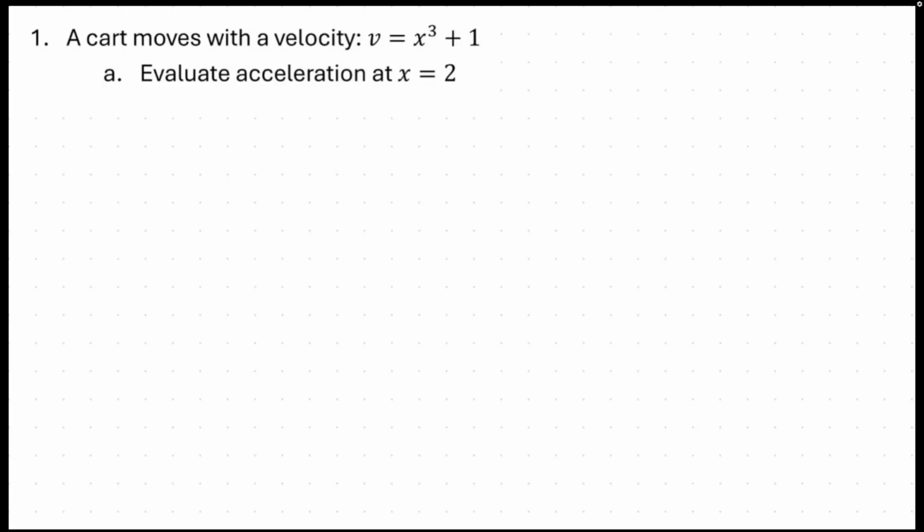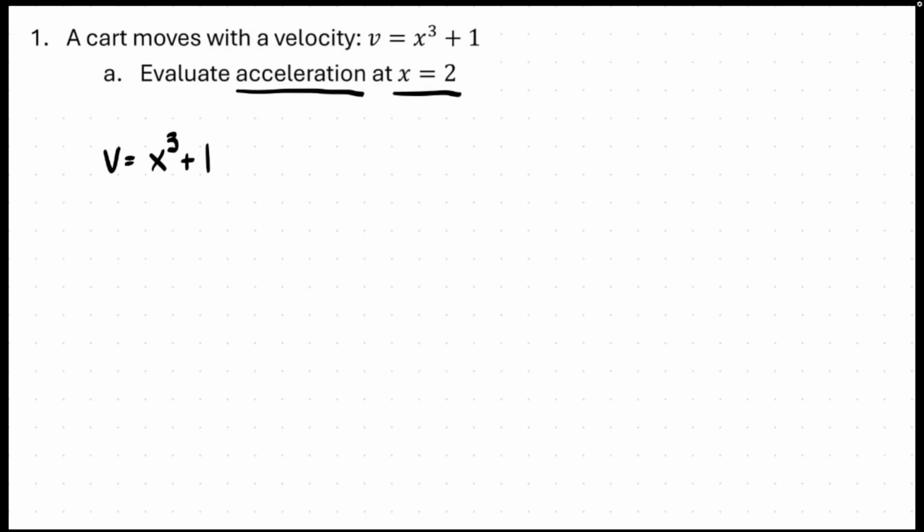So this question is asking us that if a cart moves with a velocity of v equals x squared plus 1, it wants us to evaluate the acceleration when x is 2. Perfect. So like always, I'm just going to rewrite my given function. I know that v, or velocity, equals my position cubed plus 1, right? And we want to find acceleration.